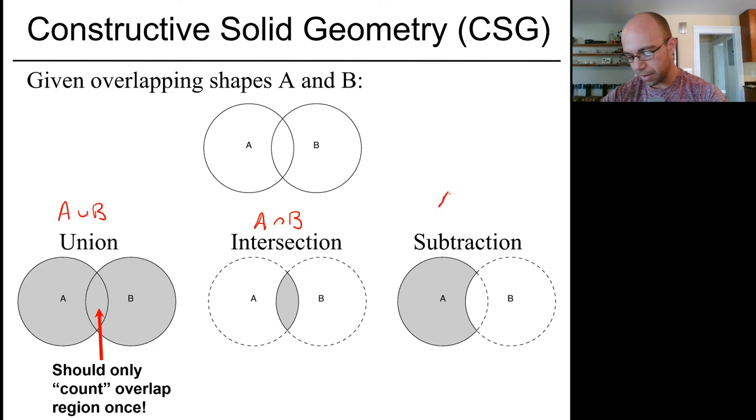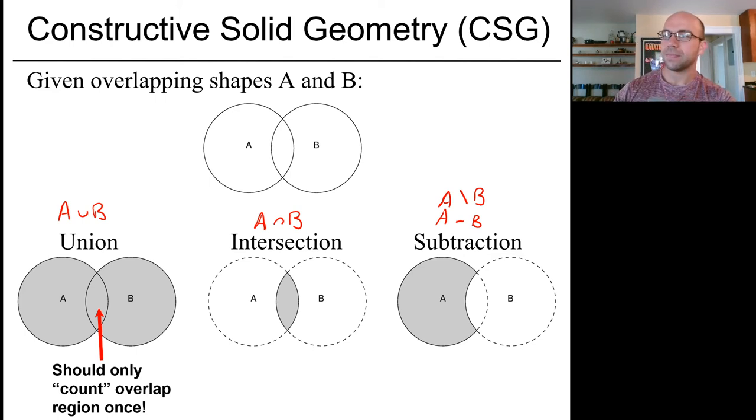We've already seen two different ways to notate this. So A backslash B, that's the one I prefer. Or sometimes people just write A minus B. These mean the same thing. It's the set of points that are inside A but outside of B. Okay. You can also define other ones like XOR. Those are a little less common in CSG, but they're equally easy to code up.